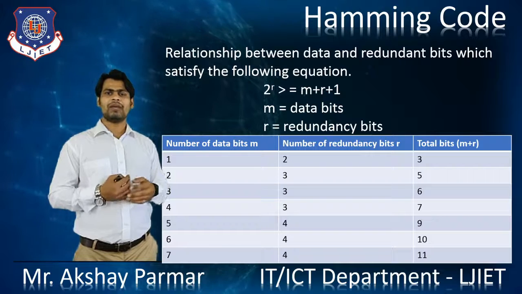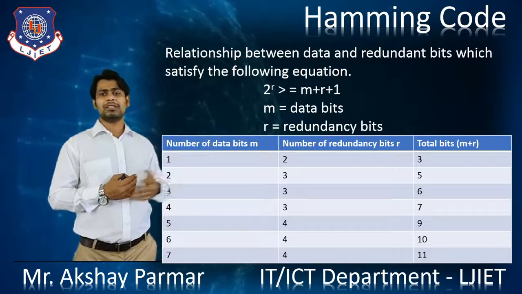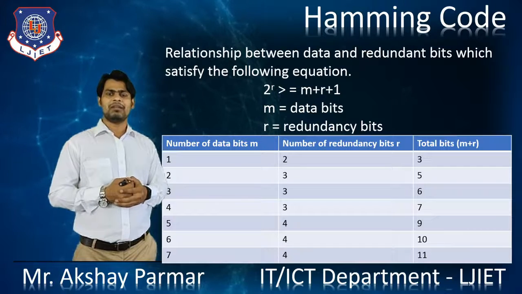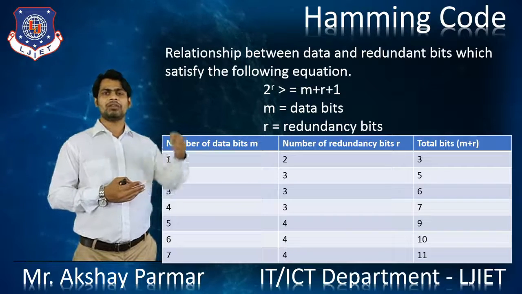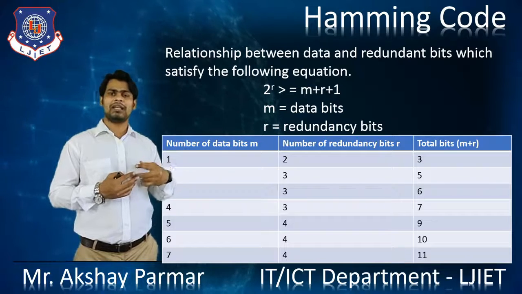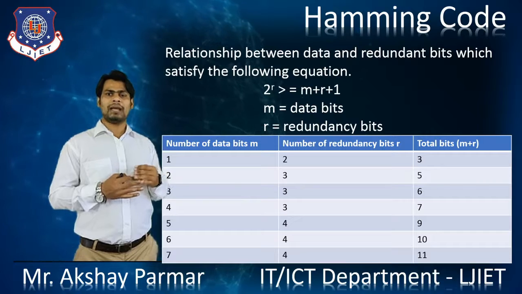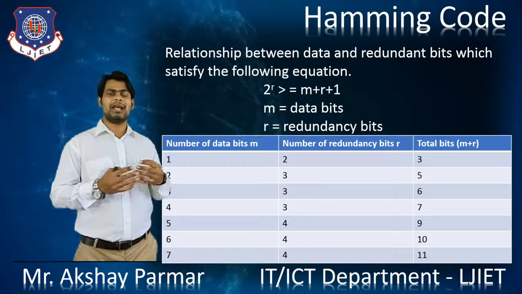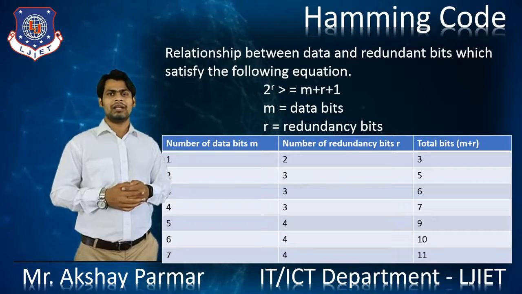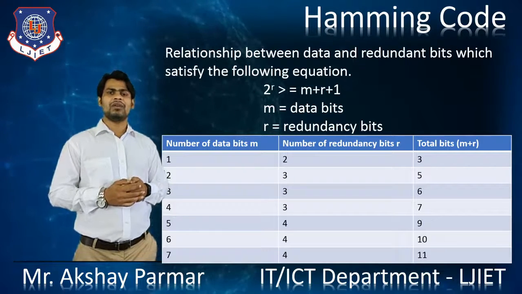So that's why we select the number of redundant bits with respect to the number of data bits, which has to follow this equation: 2 raised to r is greater than or equal to m plus r plus 1, where r is equal to redundant bits and m is equal to data bits, right? So this is the relationship between the data and the redundant bits.